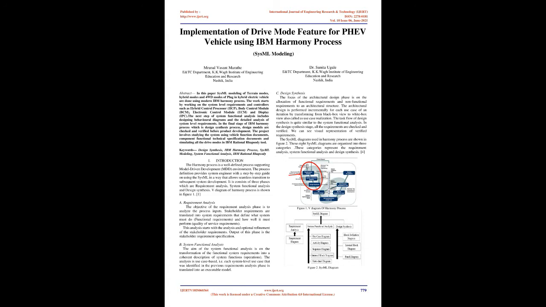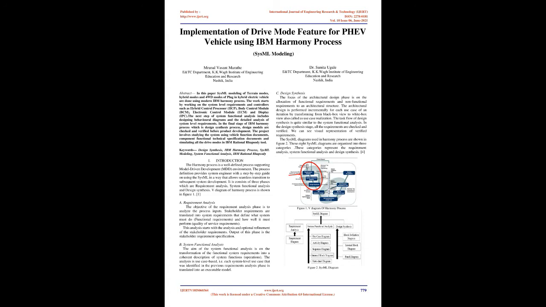These 8 SysML diagrams are organized into 3 categories. These categories represent the requirement analysis, system functional analysis, and design synthesis. For requirement analysis, the objective of the requirement analysis phase is to analyze the process inputs. Stakeholder requirements are translated into system requirements that define what the system must do, functional requirements, and how well it must perform, quality of service requirements. This analysis starts with the analysis and optional refinement of the stakeholder requirements. The output of this phase is the stakeholder requirement specification. Figure 1. V diagram of Harmony process.